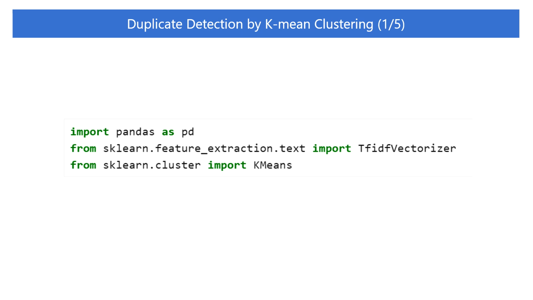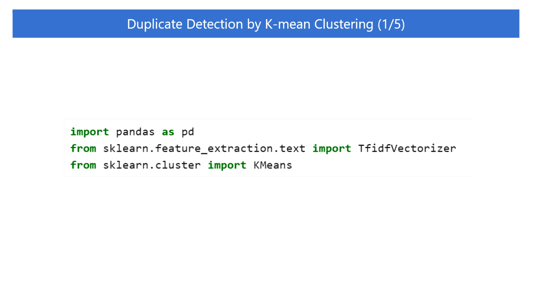Next, let's see an example of detecting duplicates by the clustering method. Here, let's see an example of using fuzzy matching and k-means clustering. First, import pandas, TF-IDF vectorizer, and k-means.